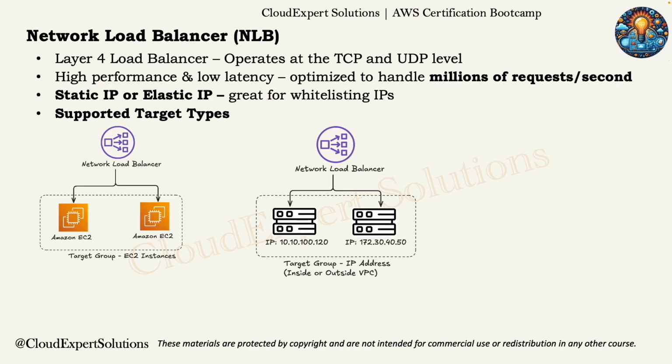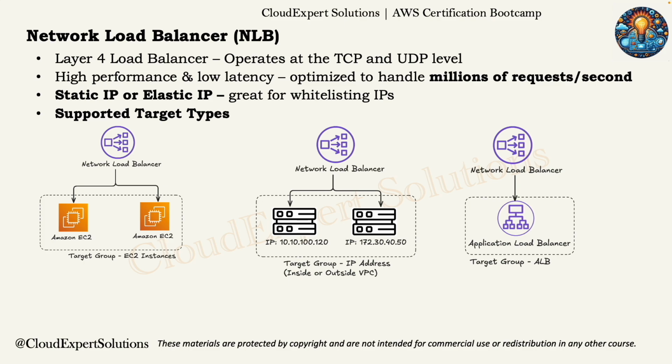In terms of supported target types, NLB supports EC2 as backend targets. It also supports IP addresses inside or outside your VPC and also Application Load Balancer as backend target. That means you can front-end your request with a Network Load Balancer and you can create an Application Load Balancer as the target for the Network Load Balancer. Network Load Balancer supports TCP, UDP and TLS listeners.